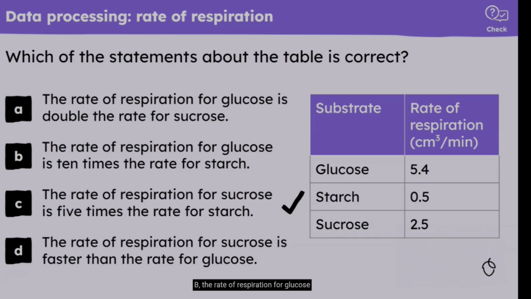B, the rate of respiration for glucose is 10 times the rate of starch. Let's have a look. Rate of respiration for glucose is 5.4. Rate of respiration for starch is 0.5. No, again, 10 times 0.5 would be 5.0.